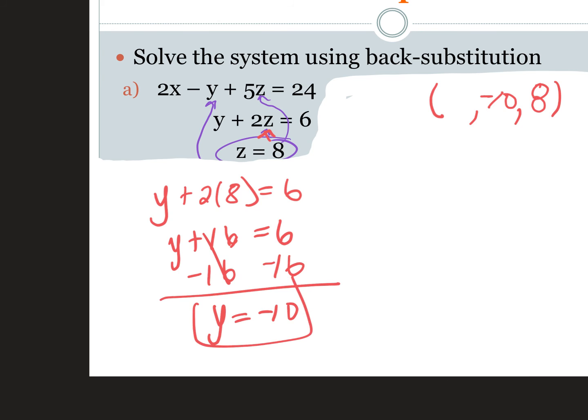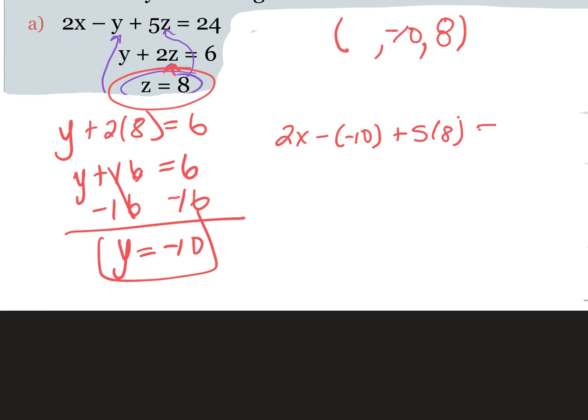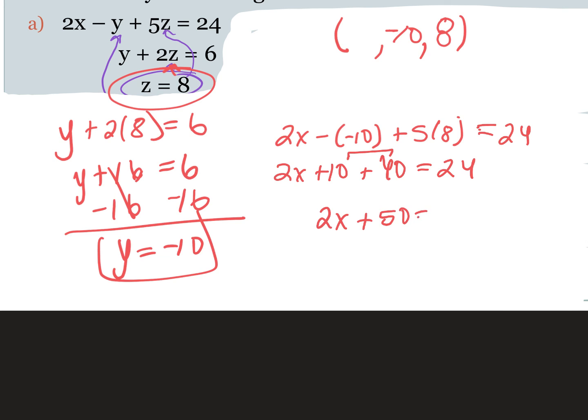Now I'm going to take these two values and plug them into the top equation. So 2x minus y. It's minus, guys, a negative 10 plus 5 times, what's my z value? 8 equals 24. So I have 2x minus a negative is plus 10 plus 40 equals 24. Agreed? So 2x, what's 10 plus 40? 50. Plus 50 equals 24.